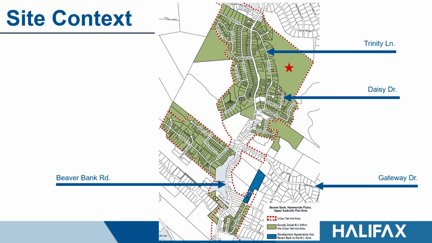The lands in blue and green on this map are the lands that are affected by this proposal. The R1 zone lands in the Beaver Bank, Hammonds Plains, and Upper Sackville Plan Area with both municipal water and sewer services are all located in Beaver Bank, and they're shown in green on this map. The lands in blue are municipally serviced lands subject to a development agreement where the development agreement reverts back to the R1 zone requirements.